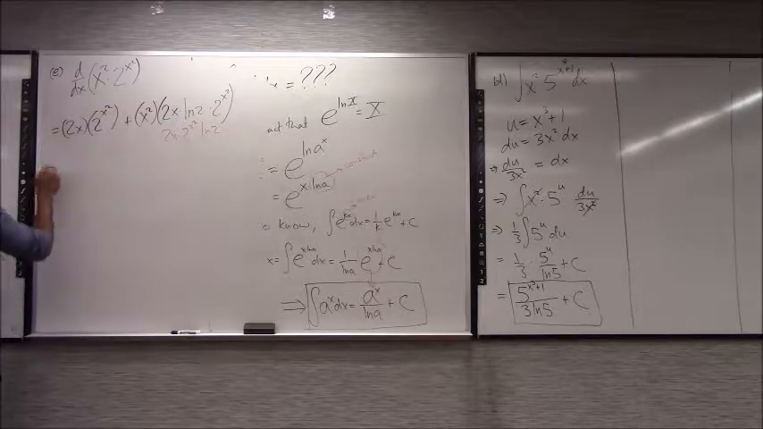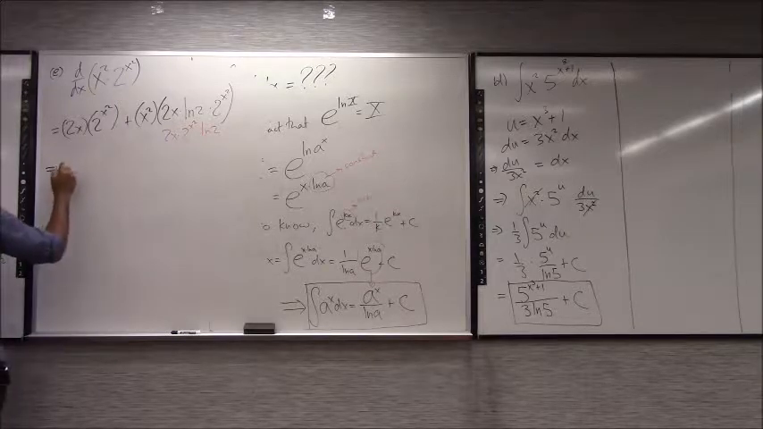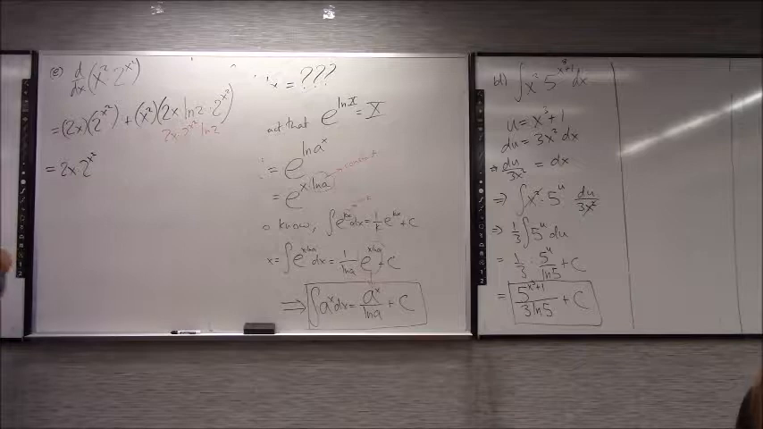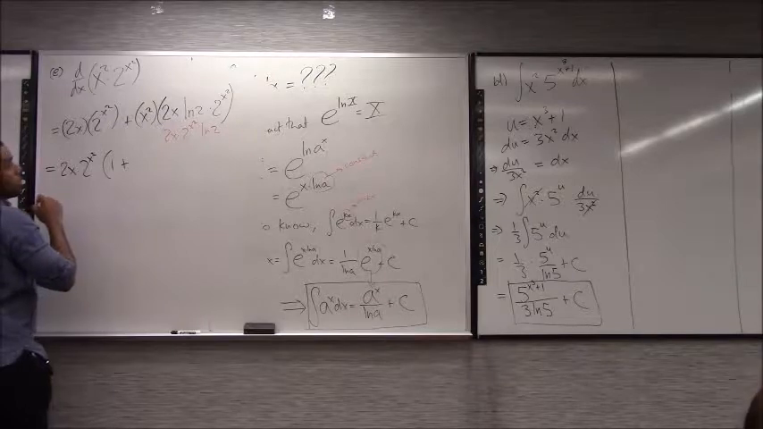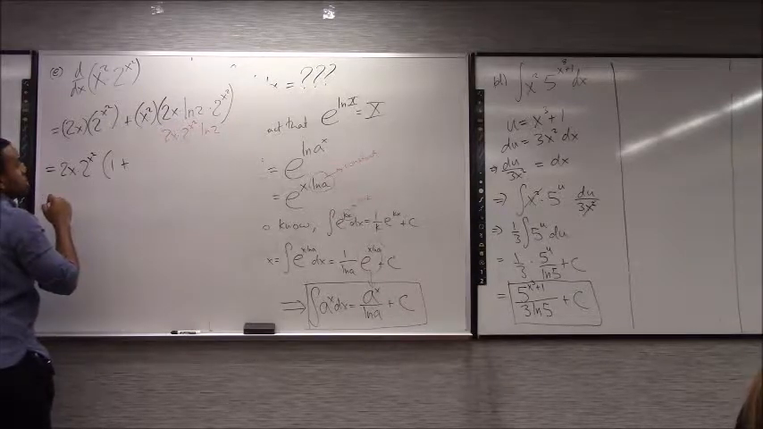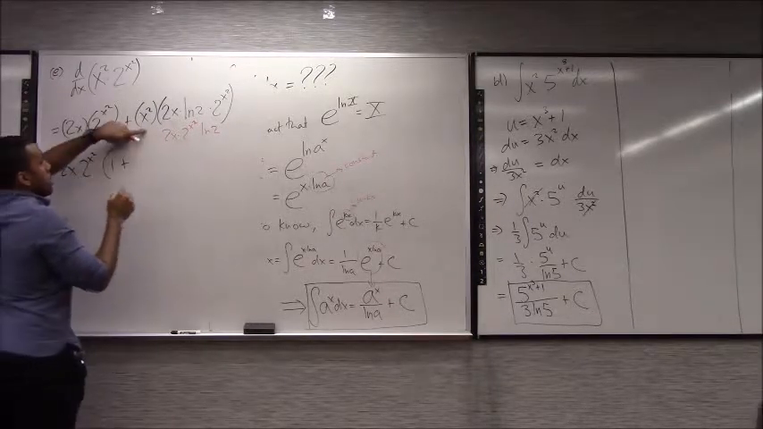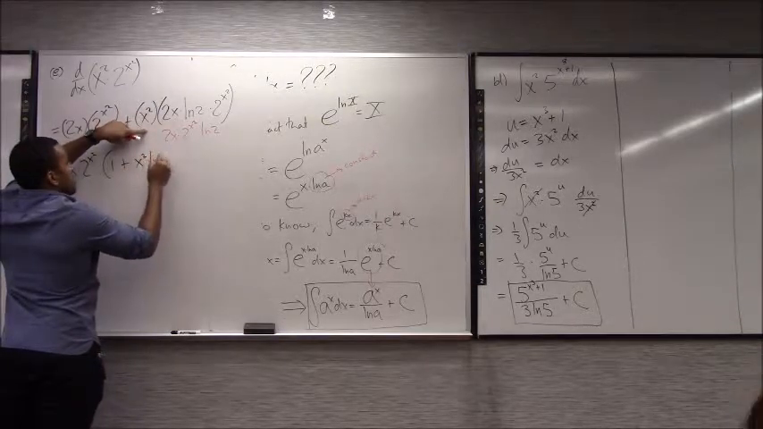Can we simplify anything here? Factor out a 2x. We can take out a 2x and a 2 to the x squared. That leaves 1 plus x squared ln 2.